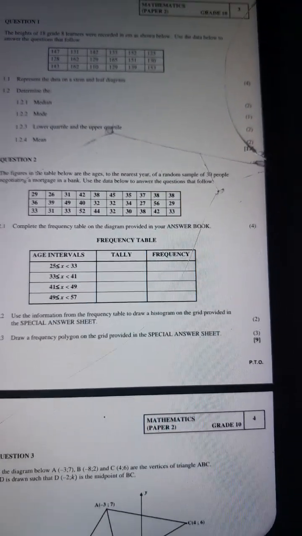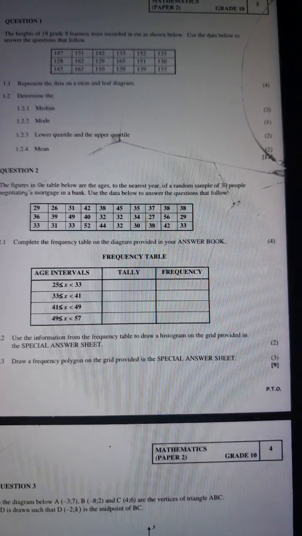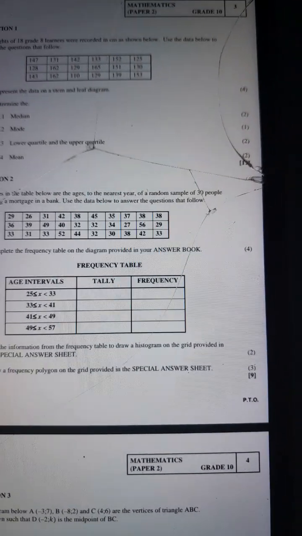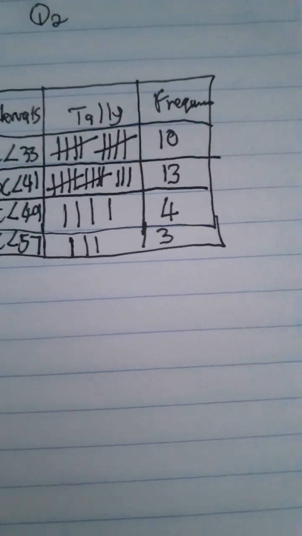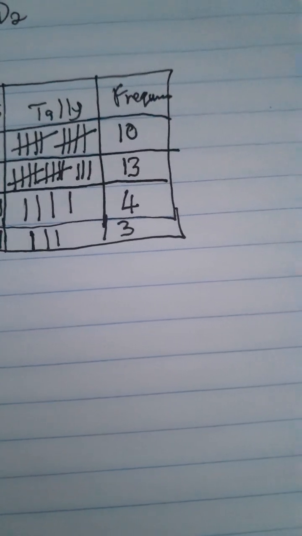Remember, when we did this, we were told that the random sample of people is 30. So meaning that when you add all that was given here, you must have 30. So let's see whether it gives us 30. When you say 10 plus 13 plus 4 plus 3, you have 30. So this is absolutely 100% correct.